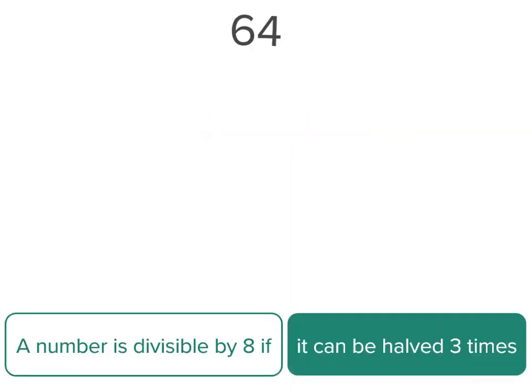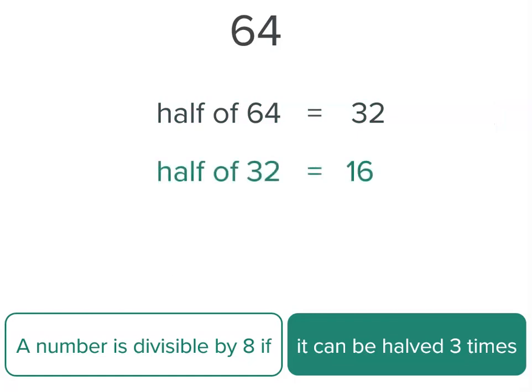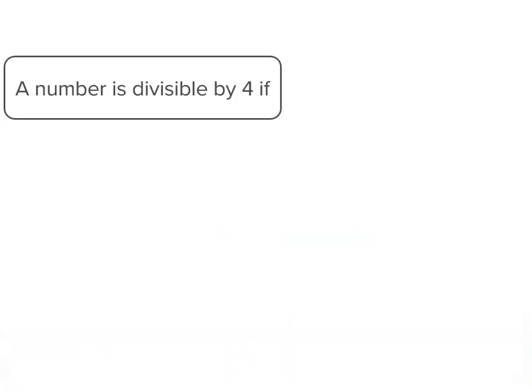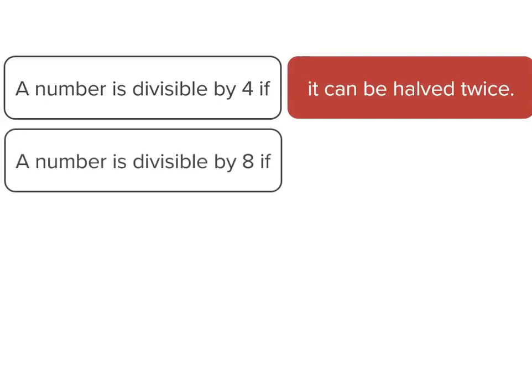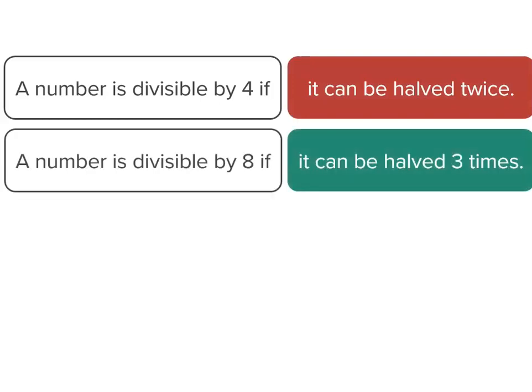What about 64? 32 is even, so we can take half again. Half of 32 is 16, and that's even, so we can take half of that again. Half of 16 is 8. So we can halve 64 3 times, and that means it's divisible by 8. A number is divisible by 4 if we can halve it twice, and a number is divisible by 8 if it can be halved 3 times.